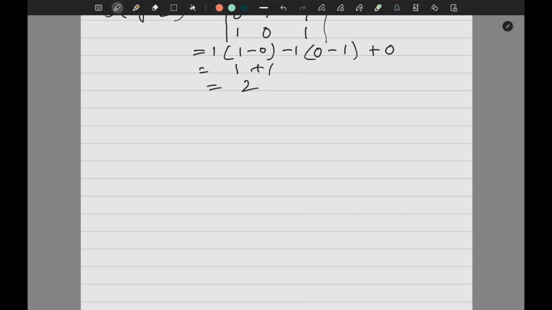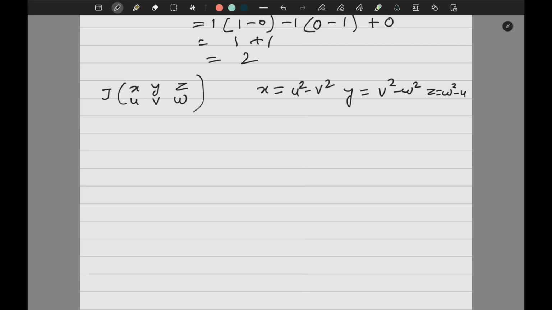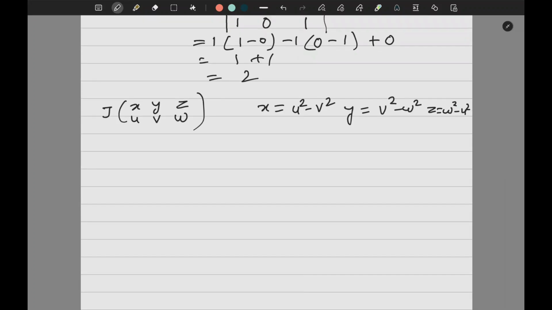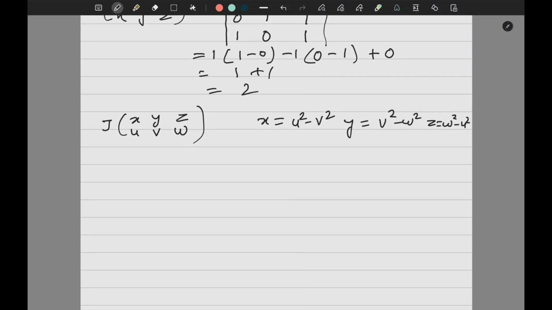Now suppose I am asking you to find the Jacobian of X, Y, Z with respect to U, V, W, given X is equal to U squared minus V squared, Y is equal to V squared minus W squared, and Z is equal to W squared minus U squared. Correct? So see just what is the difference. Here it is reverse and the functions are reverse. So it doesn't matter.